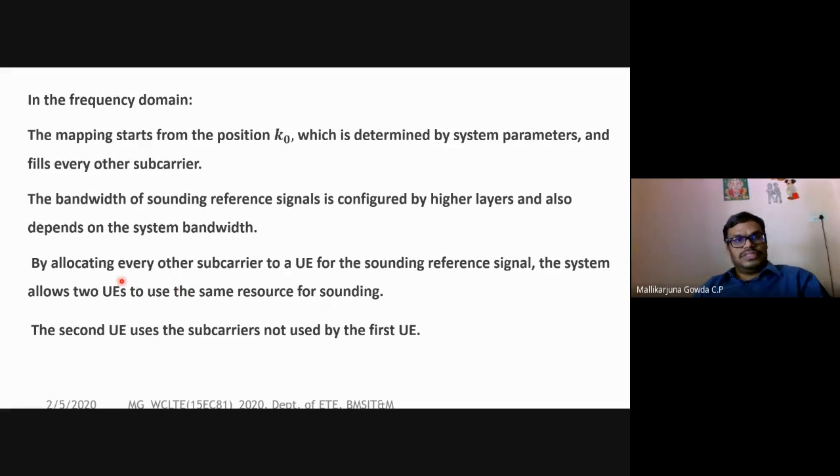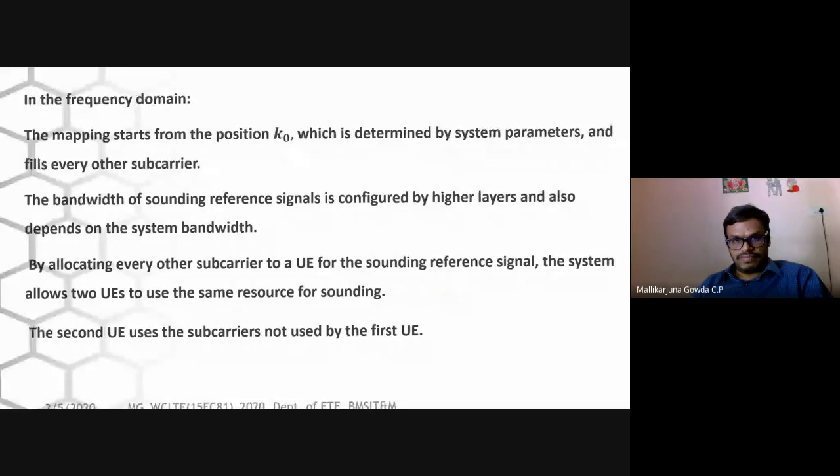Here, every other subcarrier is allocated to a user equipment for the sounding reference signal. The system allows two user equipments to use the same resource for sounding. As I said, this sounding reference signal is used for measuring the uplink channel quality information, for the purpose of allocating the uplink resources, right? And the sounding reference signal is not associated with either PUSCH or PUCCH, I said.